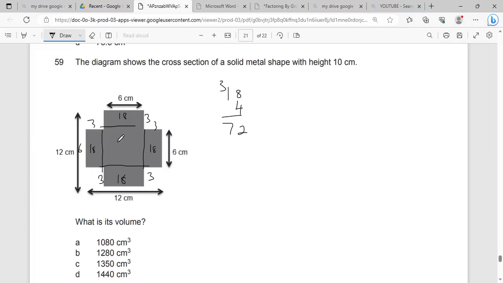And then now we need to figure out the area for this, which is 6 by 6, which is 36. So this works out to 108, and they say the height is 10, so you have to multiply this by 10. So let's find the area for this, and then you multiply it by the 10.